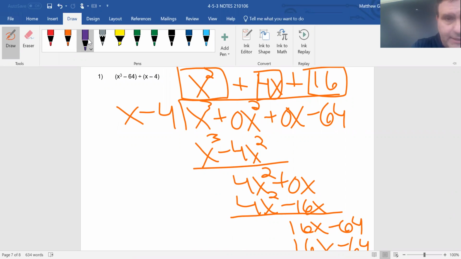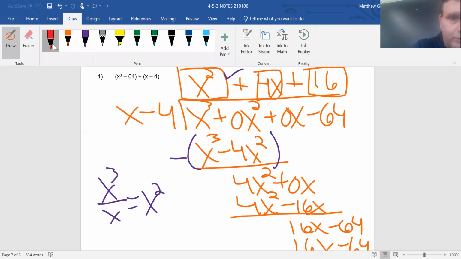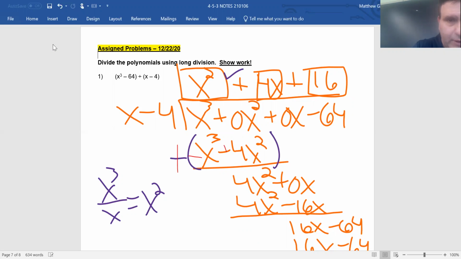We want to connect x cubed to x. So that quotient is x squared. That's what you see in here. Distribute x squared. X squared times x minus 4 is x cubed minus 4x squared. So then we subtract and then change to add vertically. We end up with 4x squared.